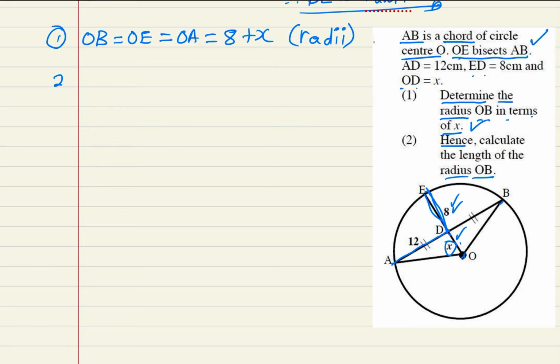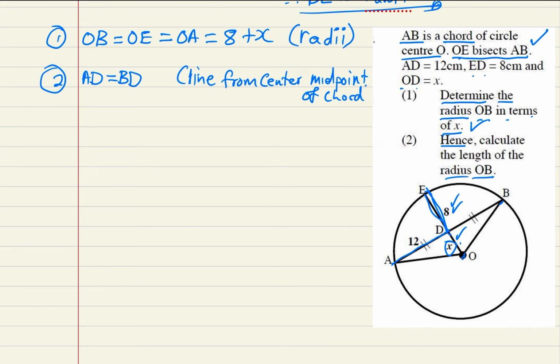Okay, so now on number two, we are going to say step number one, before we calculate the radius, we know that since AD is equals to BD, this is telling us that this is a line from the center to the midpoint of a chord. Sorry about that mistake.